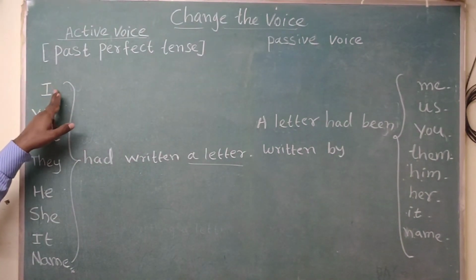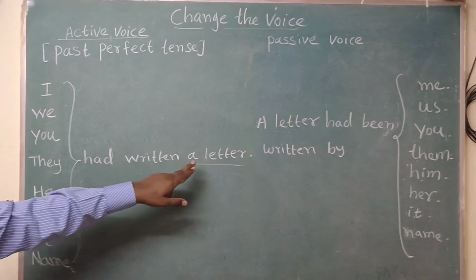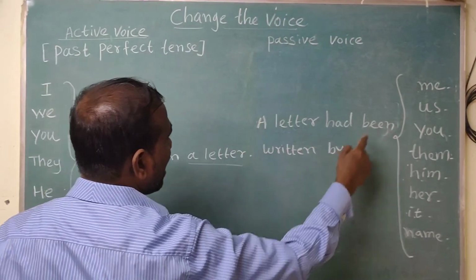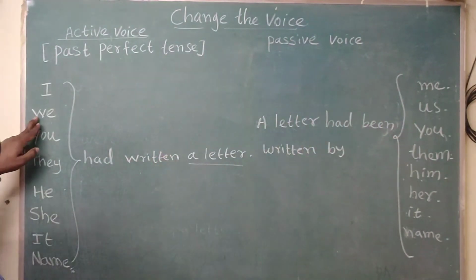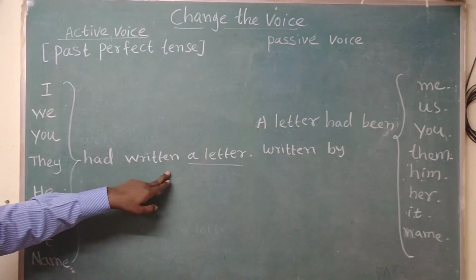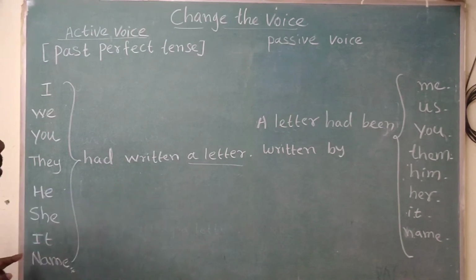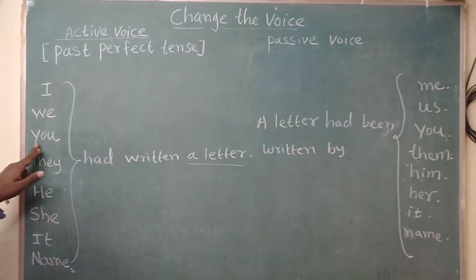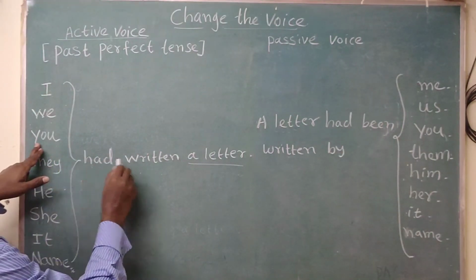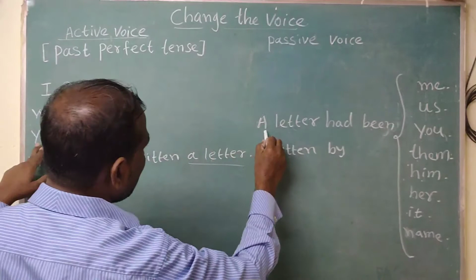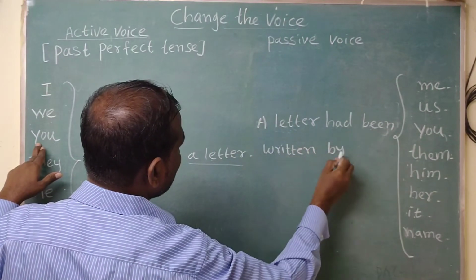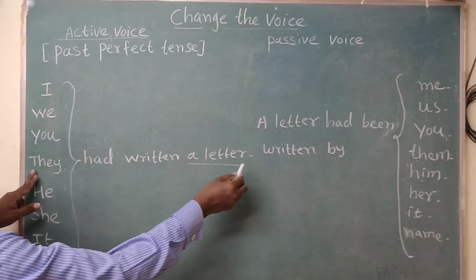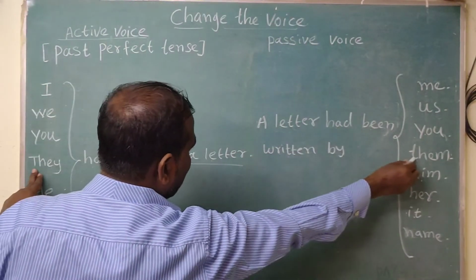That is, if the sentence is I had written a letter, then the passive voice will be a letter had been written by me. If the sentence is we had written a letter, then it will be a letter had been written by us. If the sentence is you had written a letter, then passive voice will be a letter had been written by you. If the sentence is they had written a letter, then it will be a letter had been written by them.